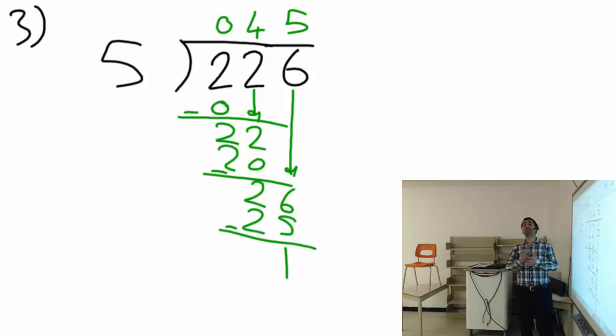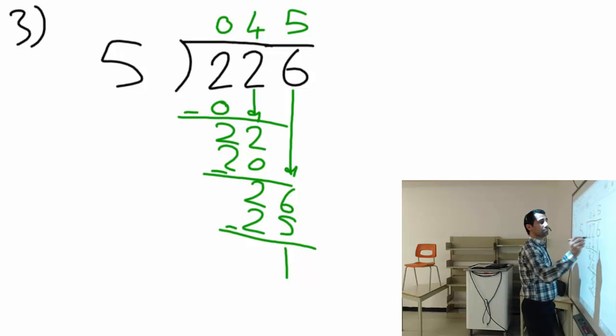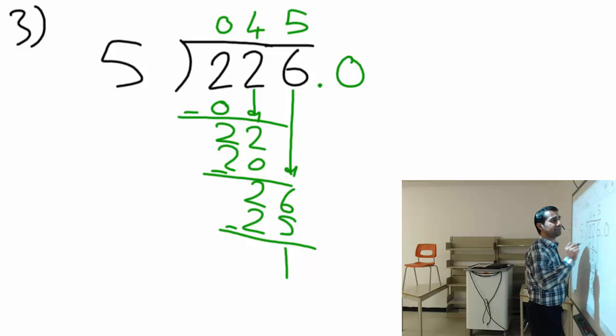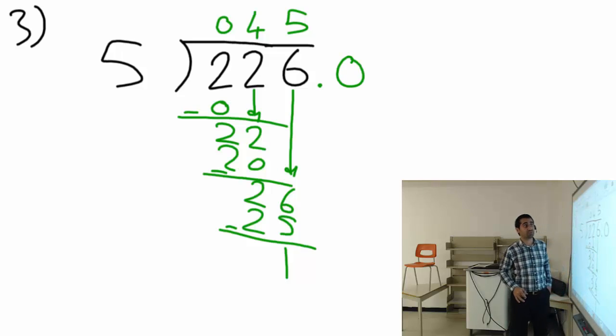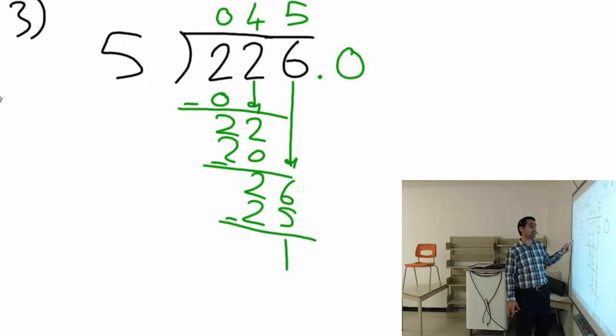So my division is not over yet. Let's finish that. How? I'm going to bring down a number. There is no number. So I am going to make this a decimal number and add 0. Hopefully this will solve it. If not, I can add more zeros. It's not going to change the number. This is still 226 I am dividing.